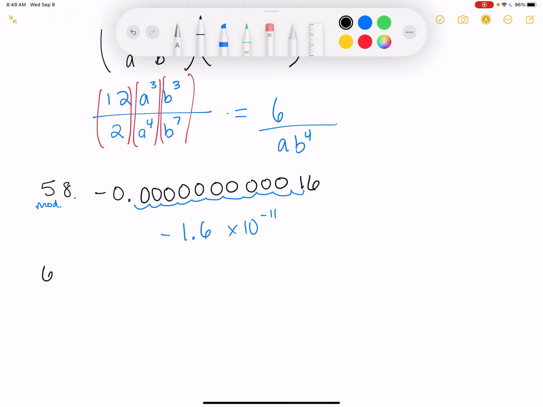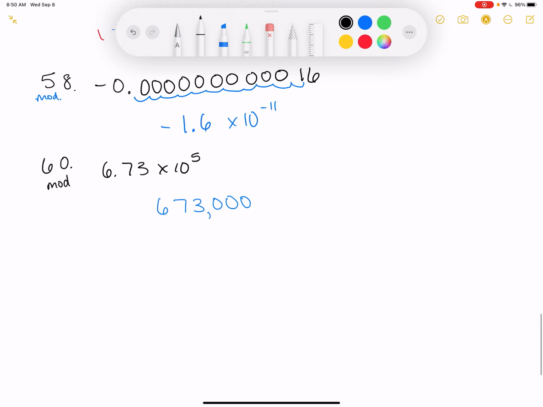And then if I gave you something like, again, it's going to be modified because I don't want to have to write all of this, 6.73 times 10 to the 5th. Then you have 6, 7, 3, 0, 0. And it still has 3 significant figures. That's a true statement.